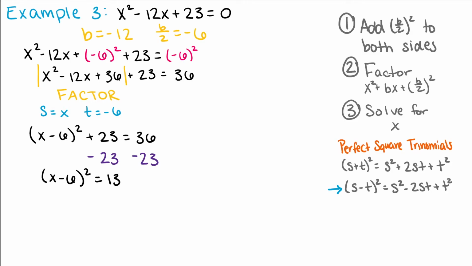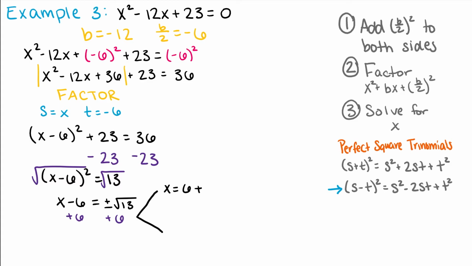Take the square root on both sides. So x minus 6 equals the positive and negative square root of 13. Add 6 to both sides and we'll get 2 answers. We get x equals 6 plus the square root of 13 and x equals 6 minus the square root of 13.